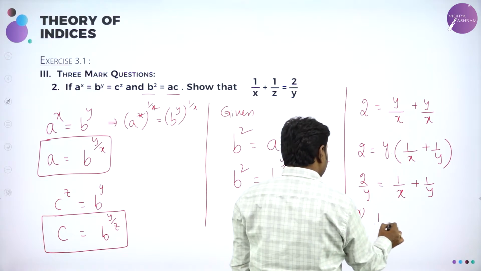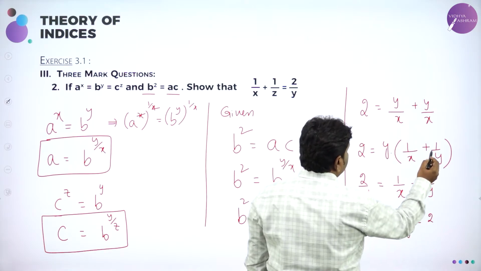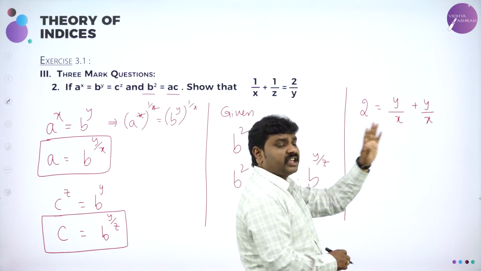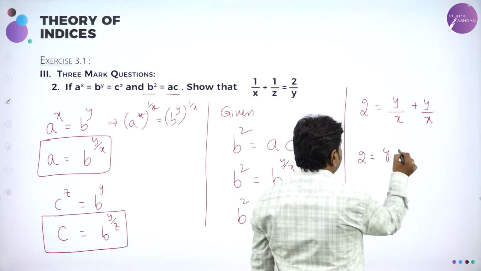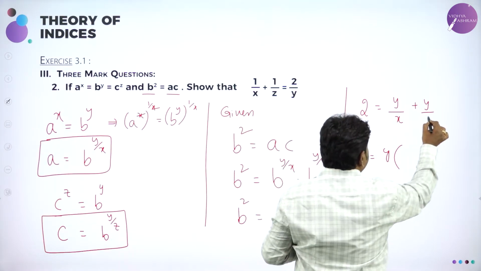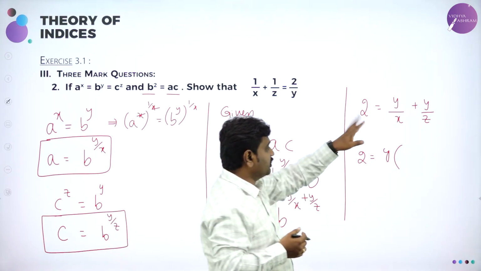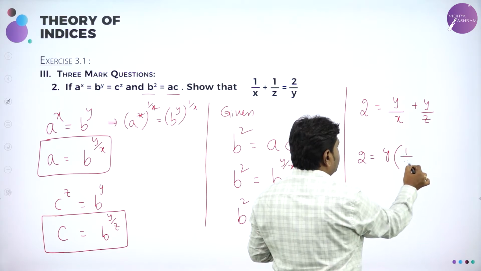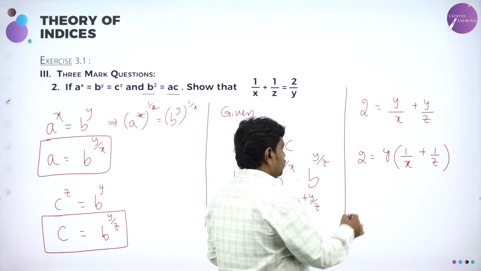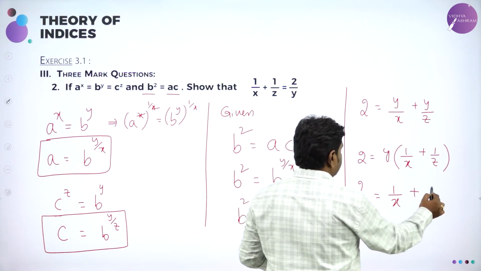Or first I'll write this: 1 by x plus 1 by y is equal to 2 by z. So 1 by x plus, see here, in the numerator, what is common? y is common, take it out. 2 is equal to y if you take out, bases y by x and y by z. Bases are same. Equate the powers. Power is 2. Power is y by x plus y by z. In this, you take y common, so it will become 1 by x plus 1 by z. And y, bring it to LHS. It will become 2 divided by y is equal to 1 by x plus 1 by z.